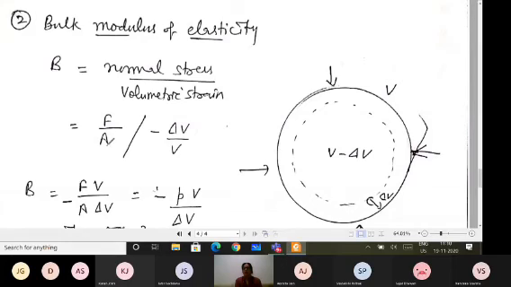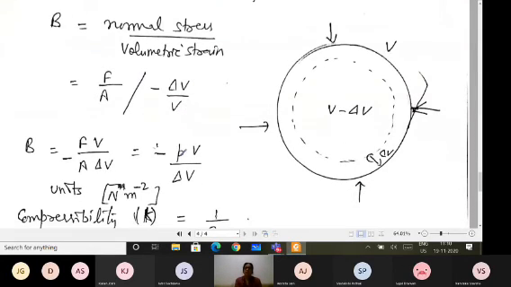So normal stress is again force upon area, and as you can see, the volume is decreasing by applying the force. So a negative sign is simply taken to show that the volume is decreasing, decrease in volume to the original volume. And you can write this formula, with negative sign, F V upon A delta V, or F upon A you can replace by pressure P, because here the hydraulic pressure, we can say, is acting on the body because of the water.